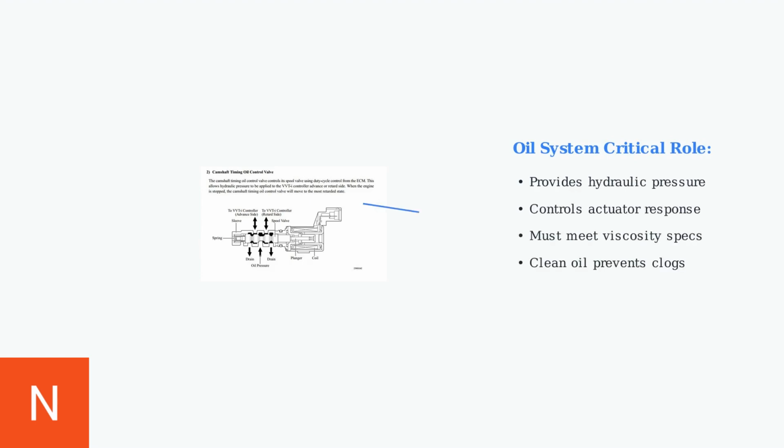Since oil-related issues are the primary cause, understanding the oil system's role is critical. The VVT system relies on proper oil pressure and flow to operate the actuators. Low oil level, wrong viscosity, or contaminated oil can prevent the system from responding quickly enough, triggering the P00D code.